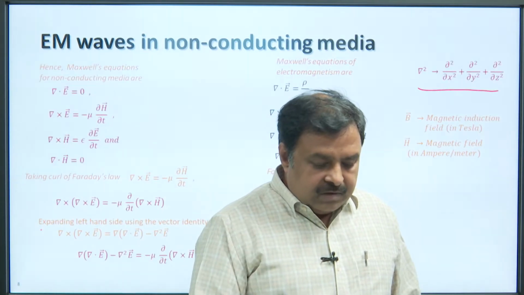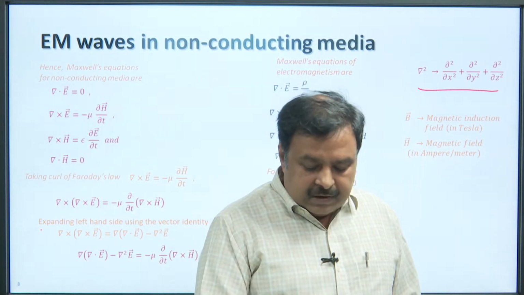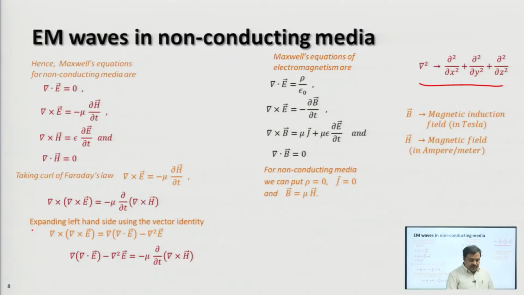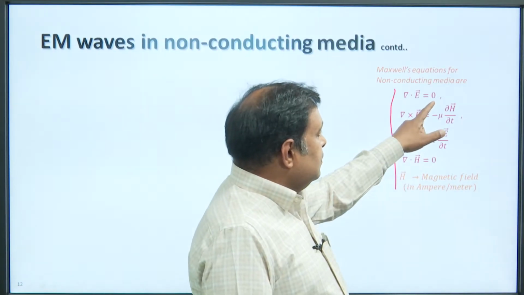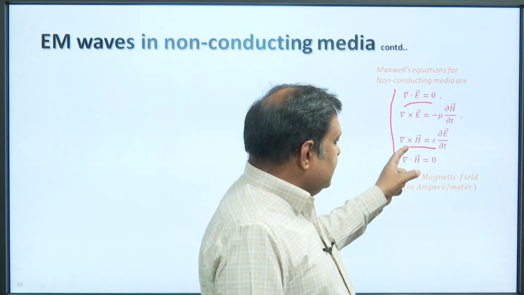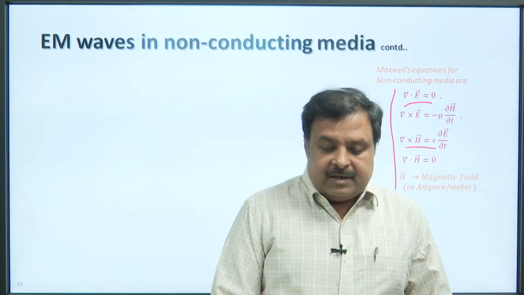So, at the end we have got this equation: gradient divergence E minus del square E equal to minus mu delta by delta T of del cross H. These are the Maxwell's equations for non-conducting media, where we have divergence E equal to 0 and del cross H equal to epsilon delta E by delta T.